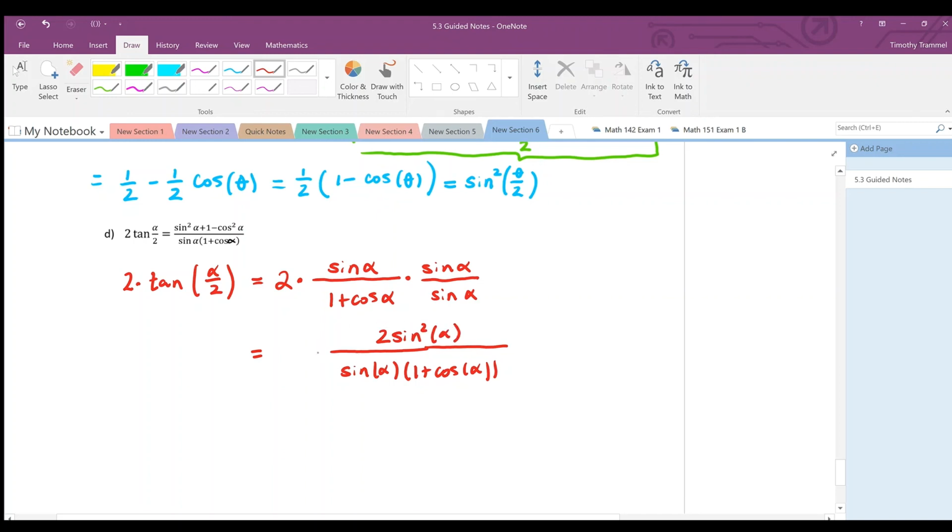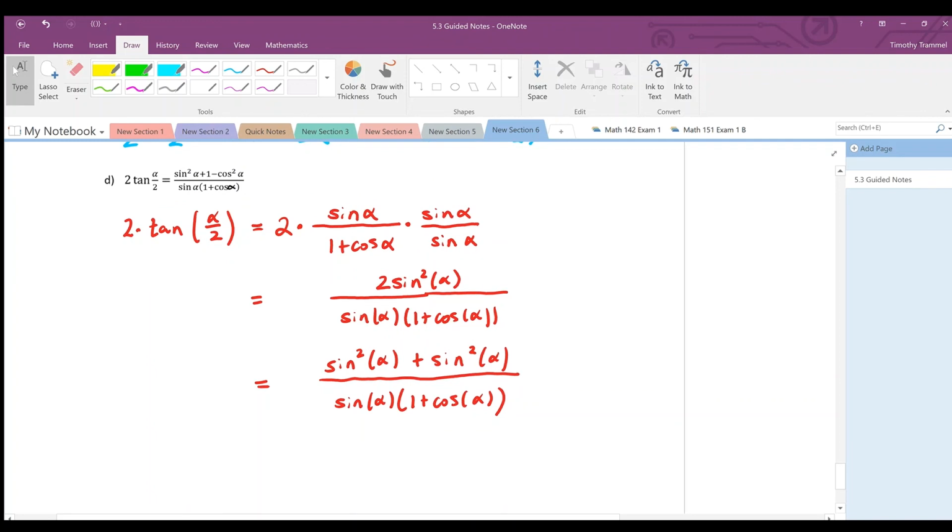Let's think about what 2 sine squared of alpha really means. Well, that just really means we have sine squared alpha plus sine squared alpha. And the reason I'm pointing this out is I see that we have a sine squared alpha here. So let's just break that into 2. So then we have sine squared of alpha plus sine squared of alpha, and then this is all over sine of alpha times 1 plus cosine of alpha.